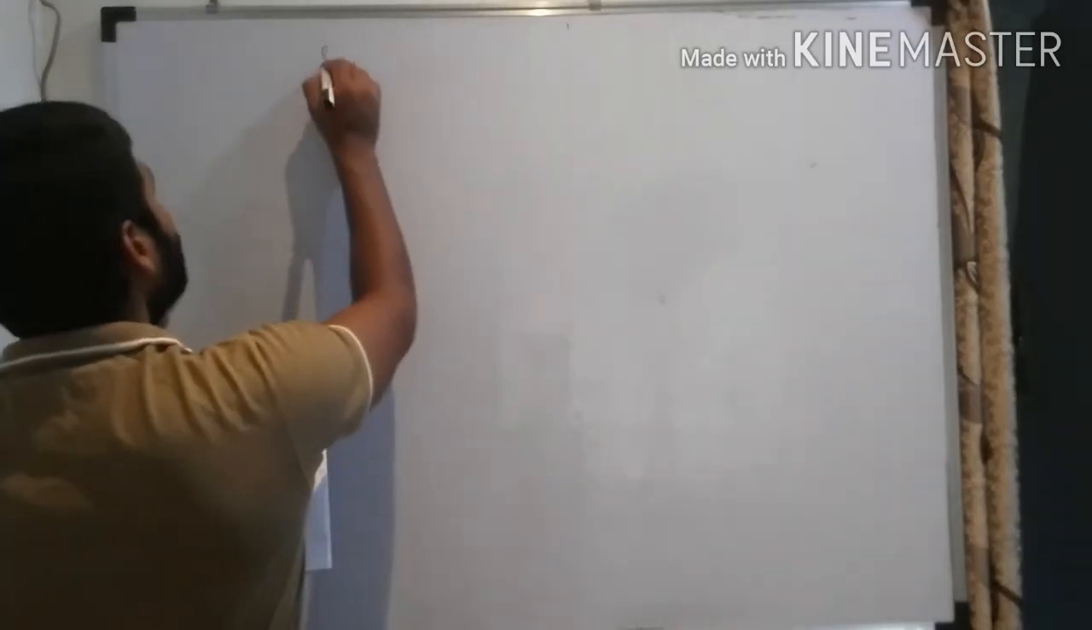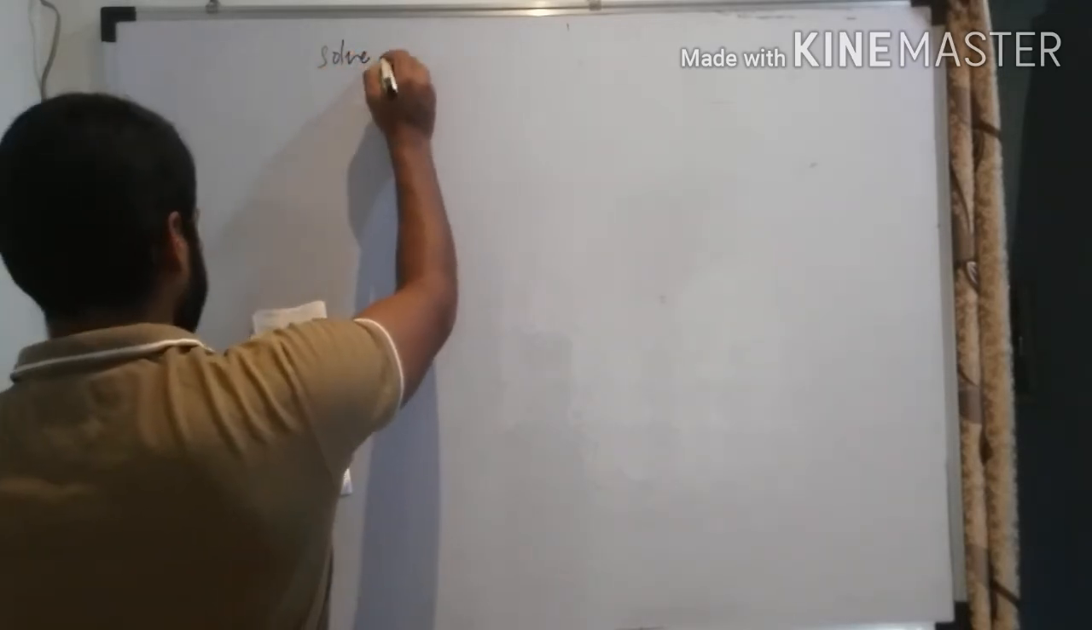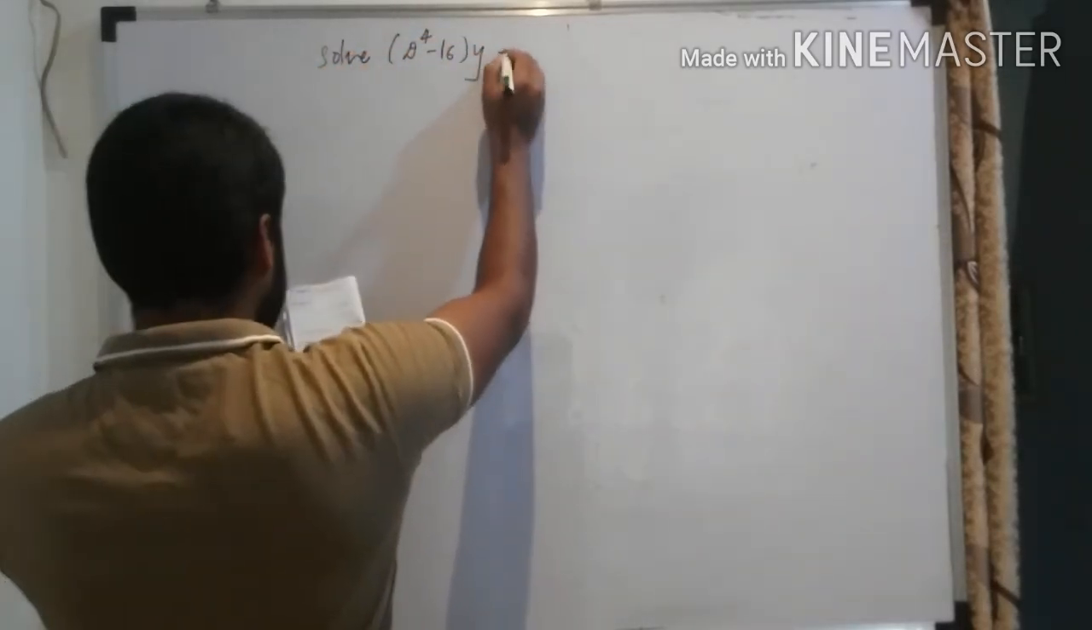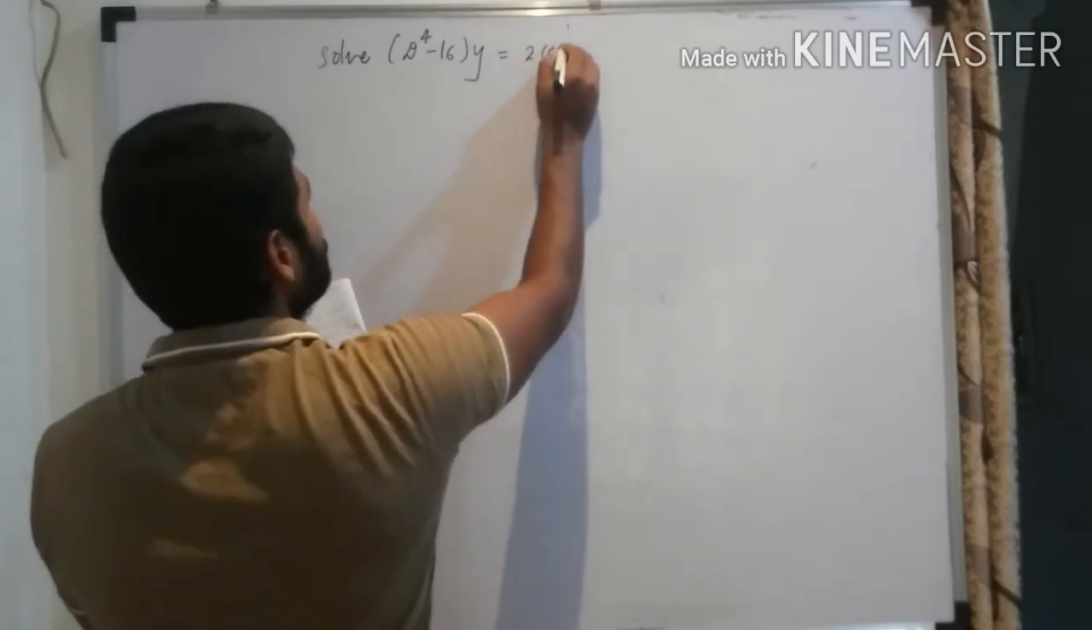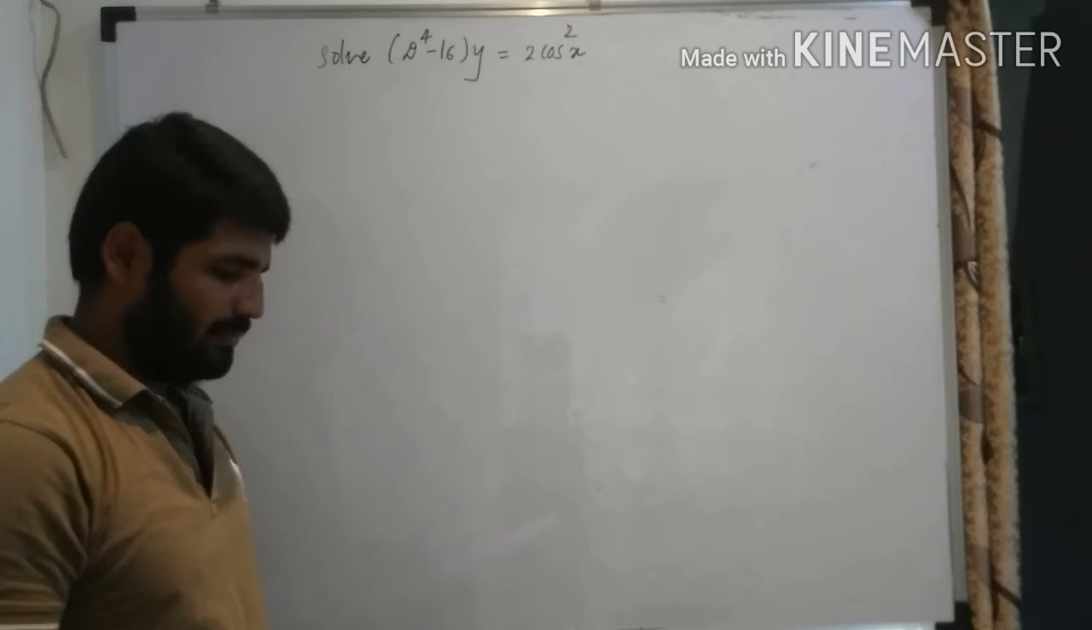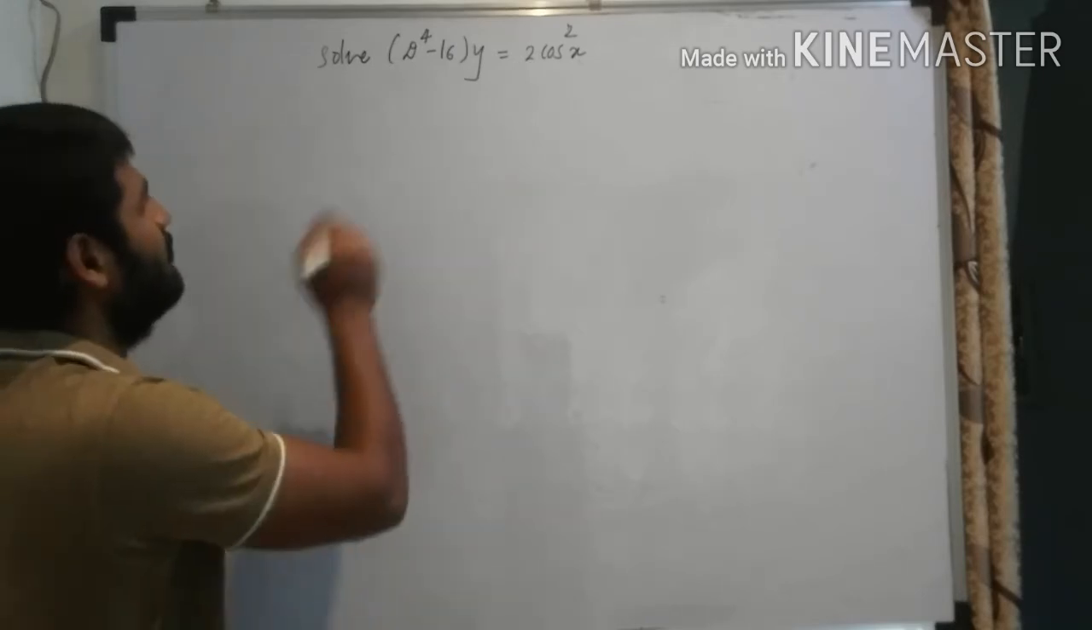Now see the next problem. Solve d raised to 4 minus 16 into y is equal to 2 times cos square x. Now see here how to solve this problem.